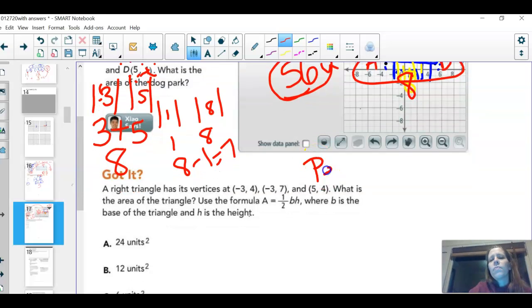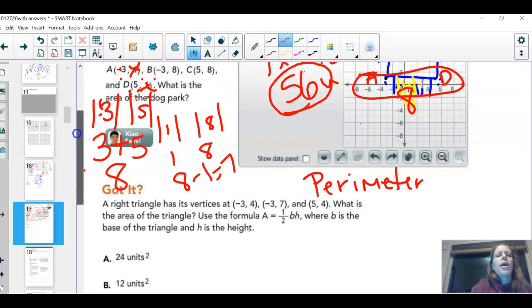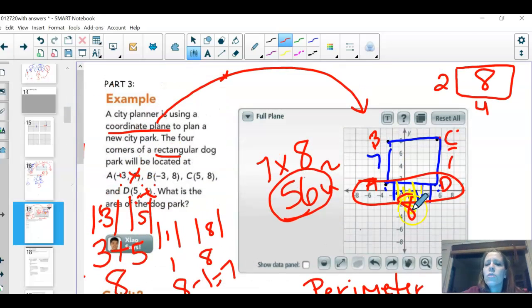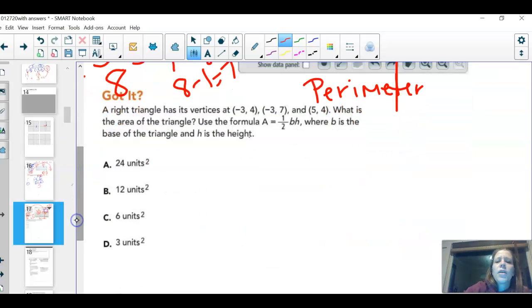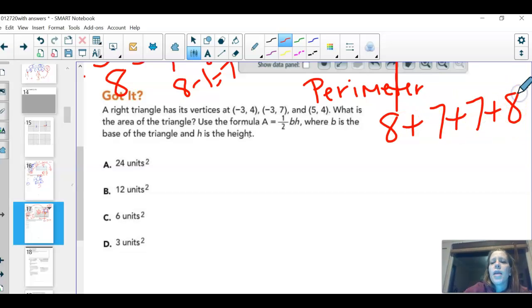Remember that perimeter, I have to add all the sides. Si yo tengo la palabra perimeter, tú necesitas sumar todos de los lados. Y entonces este es 8, y entonces este es 8. If this is 8, this is 8. If this is 7, this is 7. Si este es 7, este es 7. Okay, so now I would add them. 8 plus 7 plus 7 plus 8. 8 plus 7 is 15.